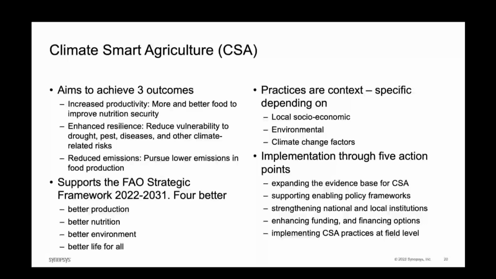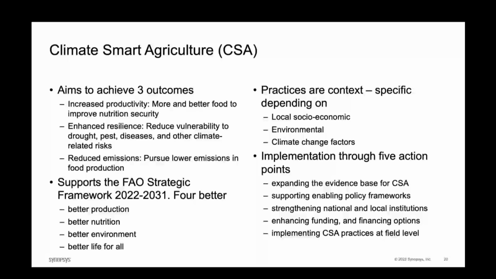And that is supported by the Food and Agriculture Organization of the United Nations, with its strategic framework for better production, better nutrition, better environment, better life. The practices are context specific, depending on local socioeconomy. We cannot apply exactly the same practices in Europe and in Africa and in Latin America. There are different cultures, different economies, and this is the reason we say socioeconomic. And I was talking about rice. Can we ask, for example, Asian people not to eat any more rice? No, we cannot. But we have to take into account the local socioeconomic, environmental, and climate change factors.